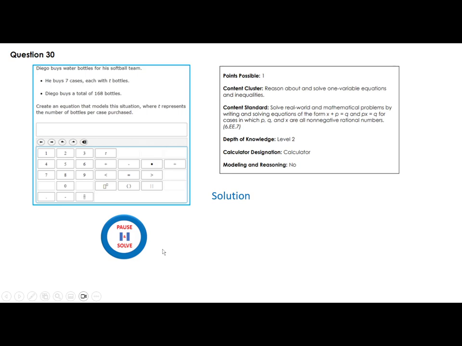Diego buys water bottles for his football team, softball team. He buys 7 cases, each with T bottles. Diego buys a total of 168 bottles. Create an equation that models the situation. It's very straightforward. 7T is equal to 168.